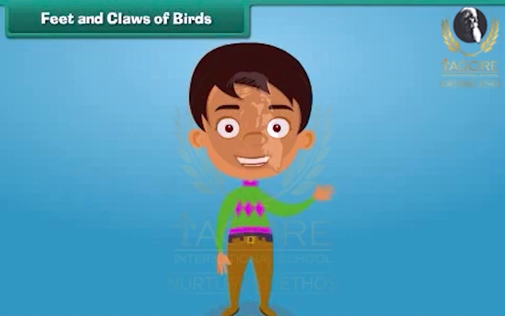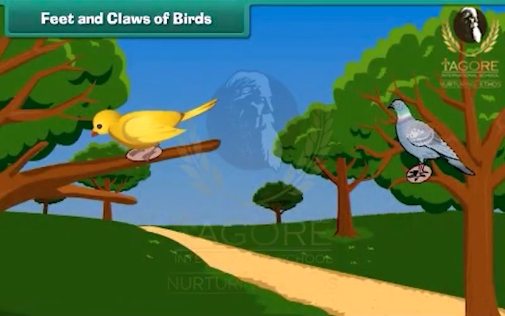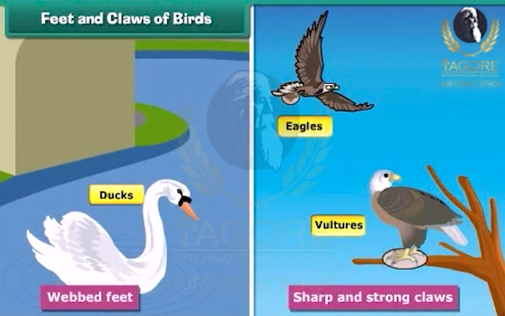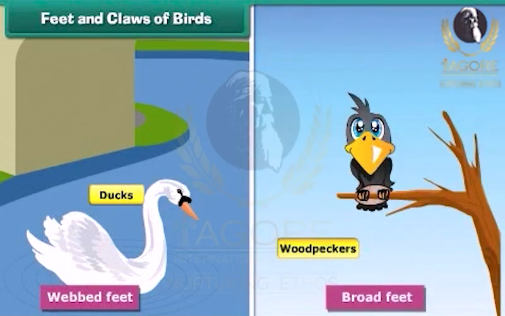As we all know that the birds walk and hold food with their feet and claws, different birds use their feet and claws differently. As we see, vultures and eagles have sharp and strong claws to hold small animals, while ducks have webbed feet that help them swim in water. Woodpeckers have broad feet and they use their feet to climb the trees.